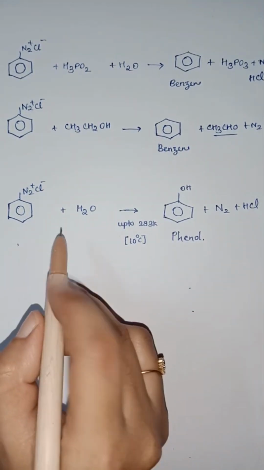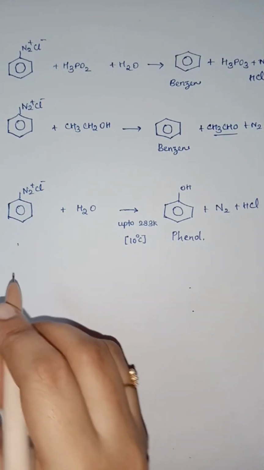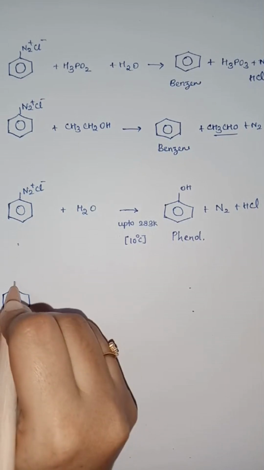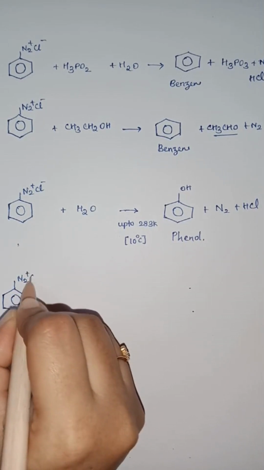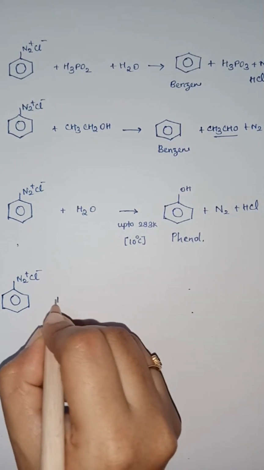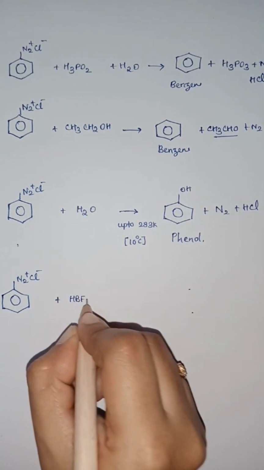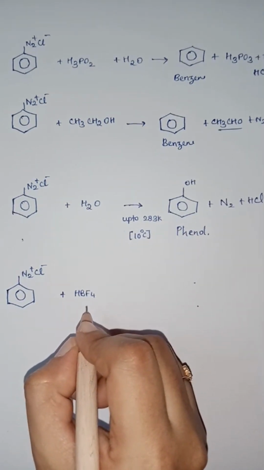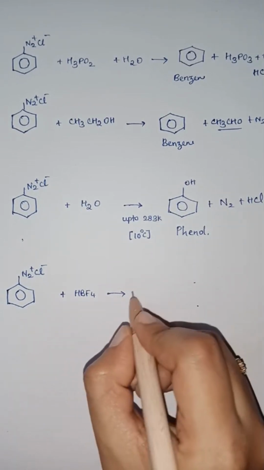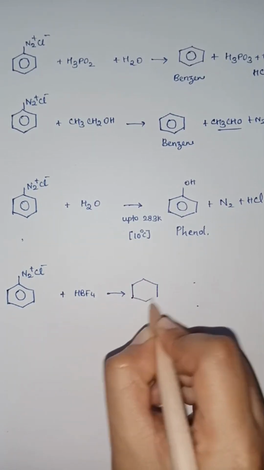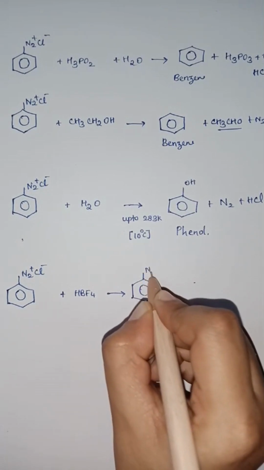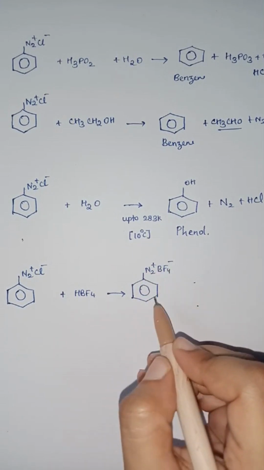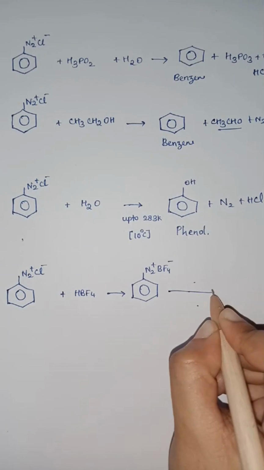And how can we replace this diazonium with a nitro group? That is another important case. For that, first we have to convert it into water insoluble form. For water insoluble form, we can convert it into fluoroborate. For that, I need to use fluoroboric acid. What happened? It will be converted into benzene diazonium fluoroborate. With this, if we are heating, we can get fluorobenzene, but the case is different.